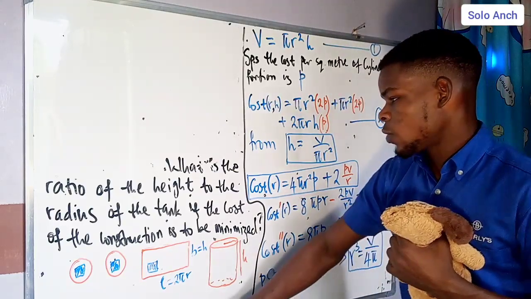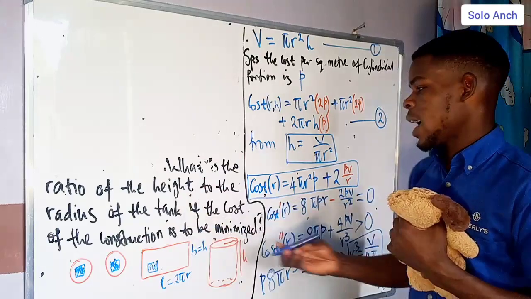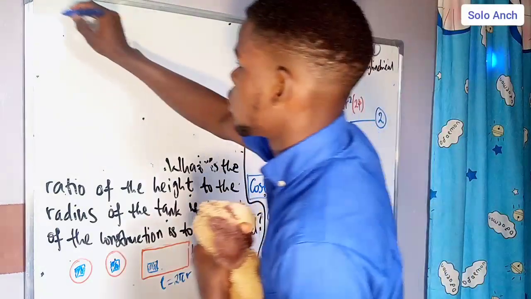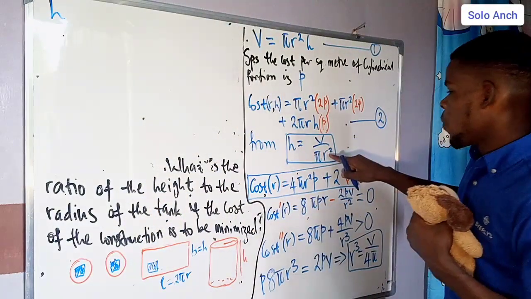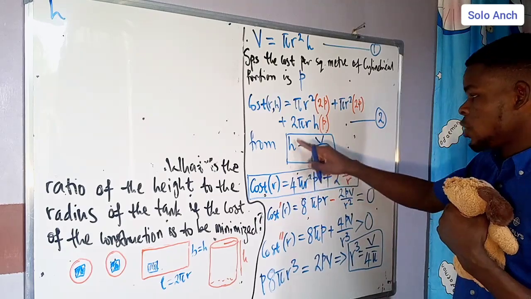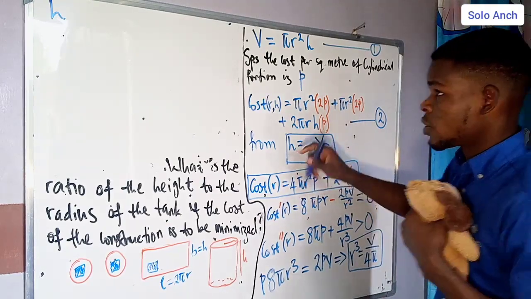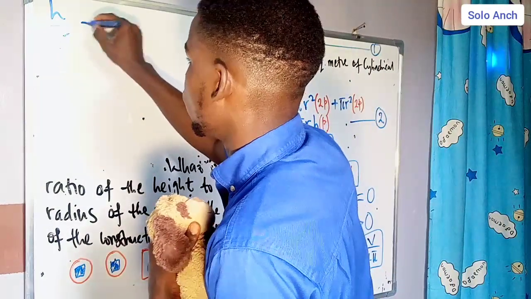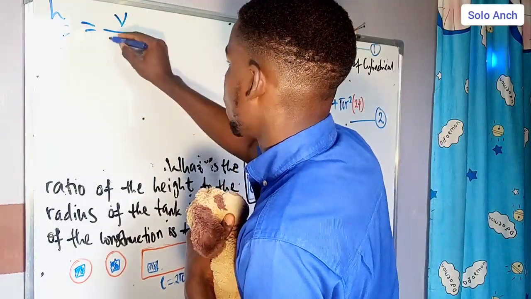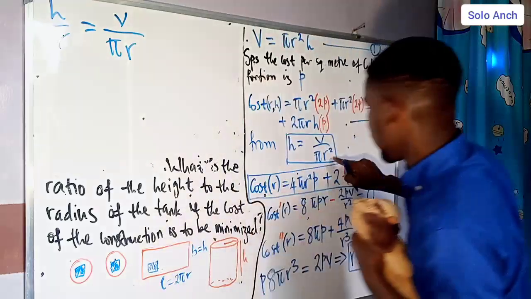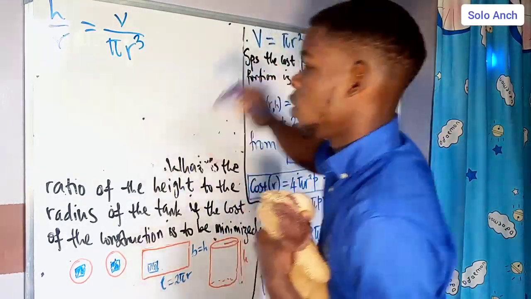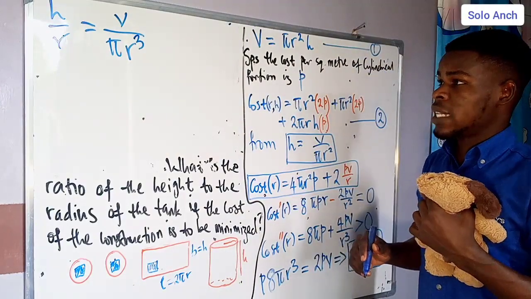Okay, so we want to find the ratio of the height to the radius. So this here gives us h to be what? h is v over pi r squared. All right, so to find the ratio, we need to divide this by r. That is h over r, the ratio of the height to the radius. So h over r will be this over r, which will be v over pi r squared, divided by r, which will give us pi r cubed. All right, okay, so that is it.